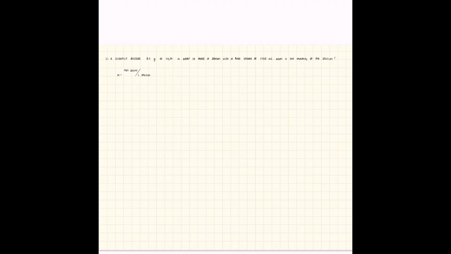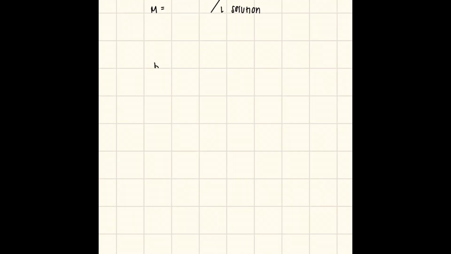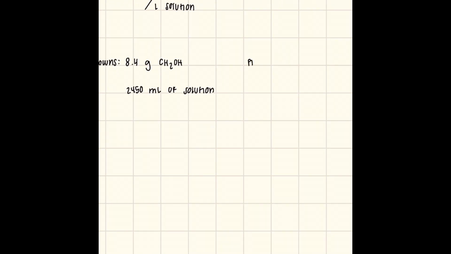Usually I like to write out the knowns of the equation and what I defined in the problem. I just like to write them down again to have another piece of memory and something else to look at as well. So the knowns in this problem are, we have 8.4 grams of CH2OH. And our second known is that the final solution volume is 2,450 milliliters of solution. And the thing that we are trying to find in our problem is molarity. So I just write that down, and once again, it's just something for me to look at. That's just how I like to write it.